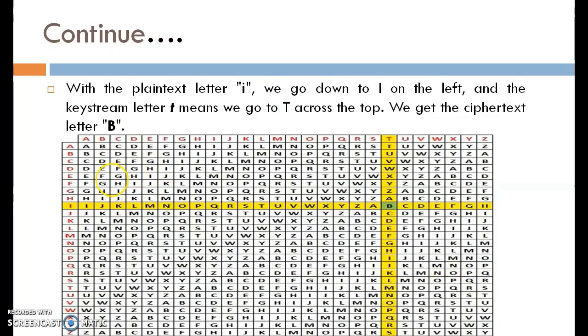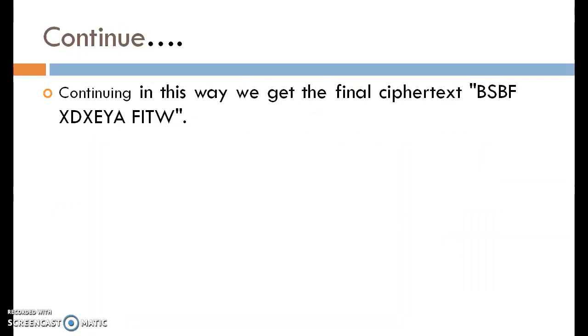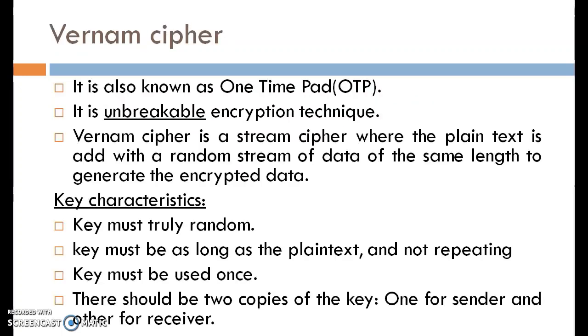In the same way, the next plain text letter is I and the key letter is T. The intersection point of I and T is B. So that is the corresponding ciphertext letter. In this way, we get the final ciphertext, that is BS, BF, XD, XE, YA, FI, TW.